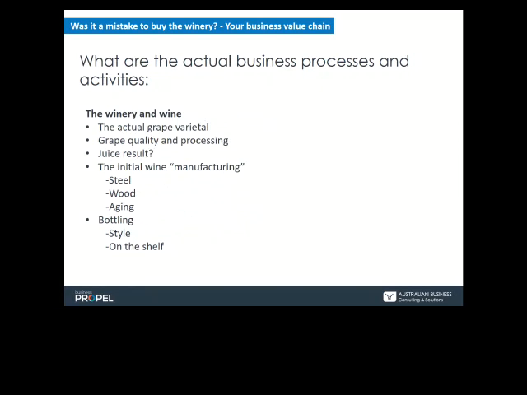The actual grape variety is a unique one. Its quality is well recognized. So the gaining of that product from the field into being the crush straight away and the time critical issues are something which comes back to all of us in any aspect of business.